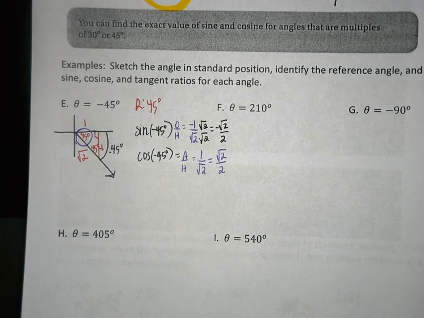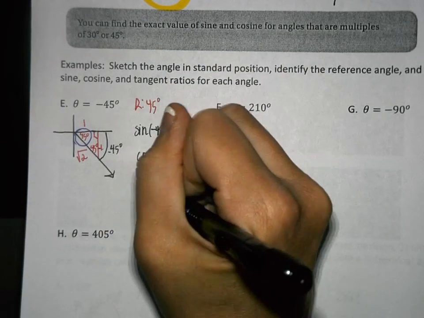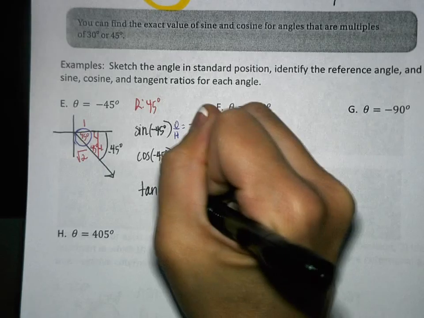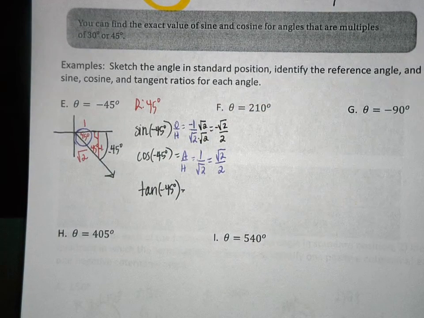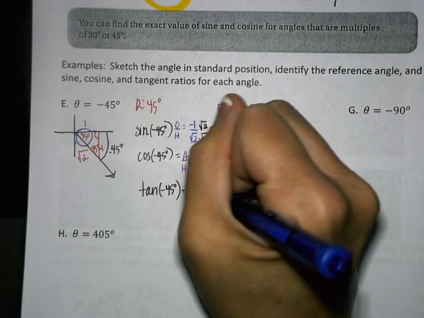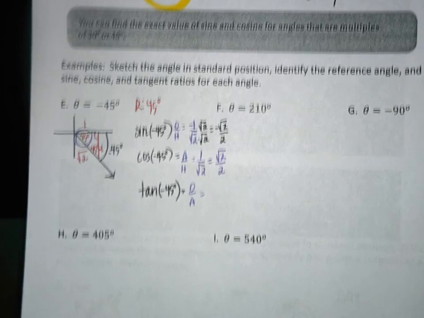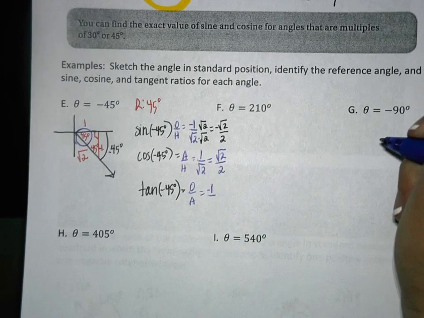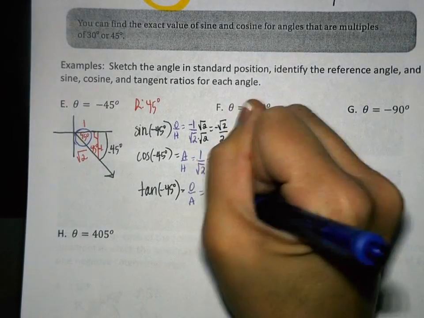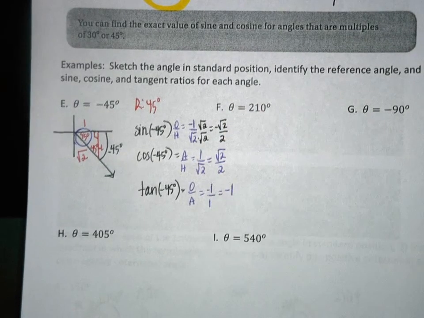Okay. Last one we have is tangent of negative 45 degrees. And tangent is what? Opposite over adjacent. And so what is opposite there? Negative 1 over adjacent, which is 1. And that reduces to just be negative 1. Okay, ask me questions.